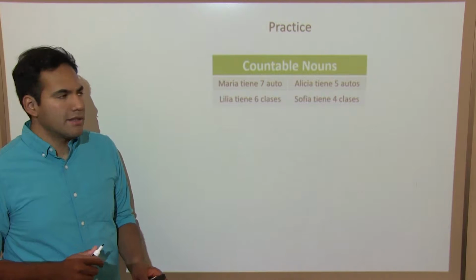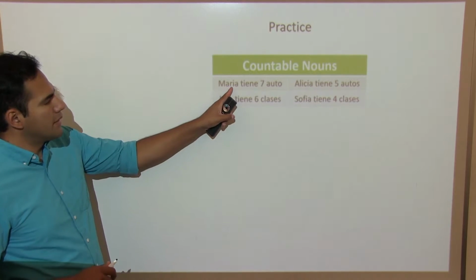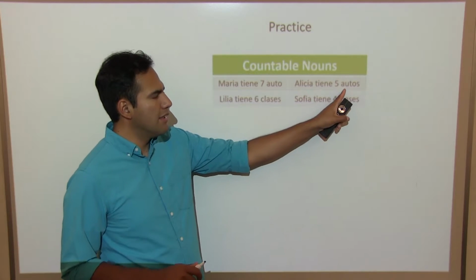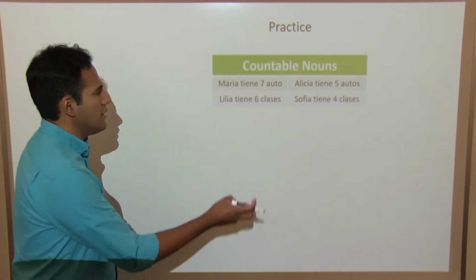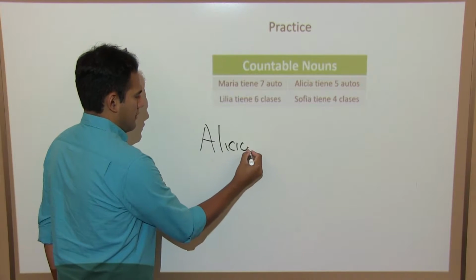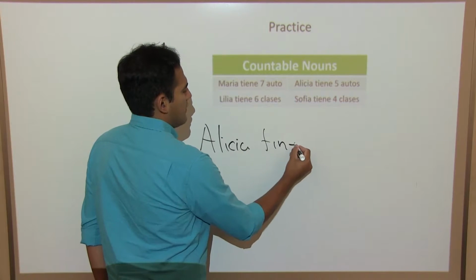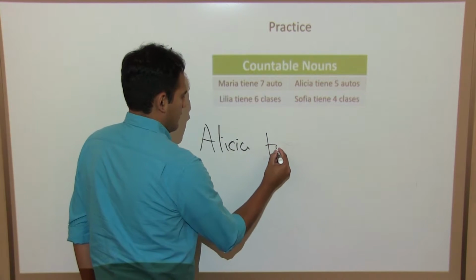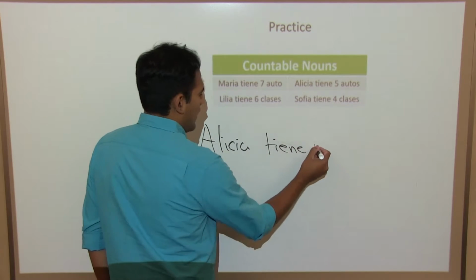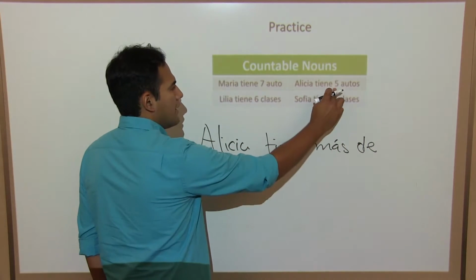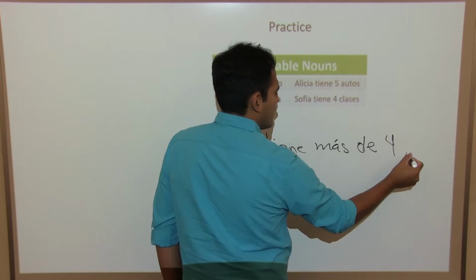So now let's do a practice. So here we have Maria has 7 cars, Alicia has 5 cars. So let's put Alicia as our subject. Alicia tiene más de, Alicia tiene más de 4 autos.